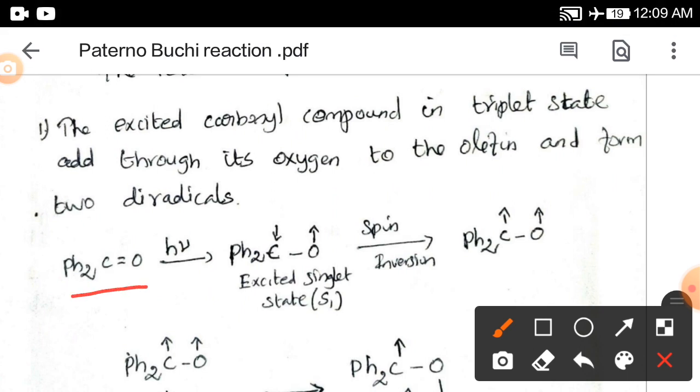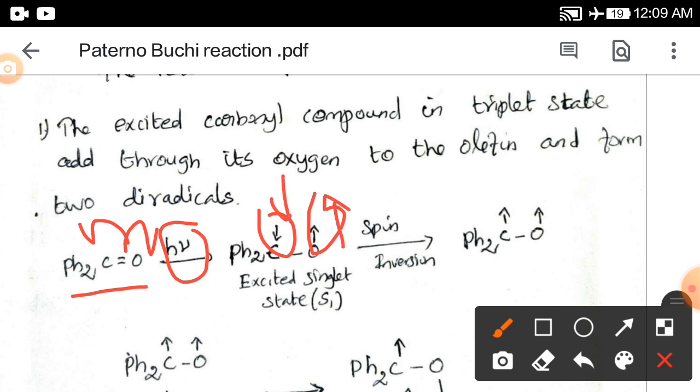So it is benzophenone. It absorbs sunlight, that is h nu. It goes to the excited singlet state. That means it is a homolytic cleavage. This bond will be broken by homolytic cleavage, one electron on the carbon and another electron on the oxygen. But the interesting thing is it is still in a singlet state, so it is a paired electron. One is upward, another is downward. It is a paired thing, so it is still in a singlet state.